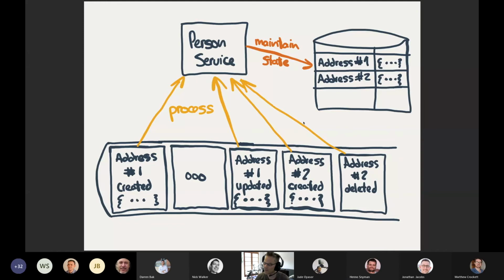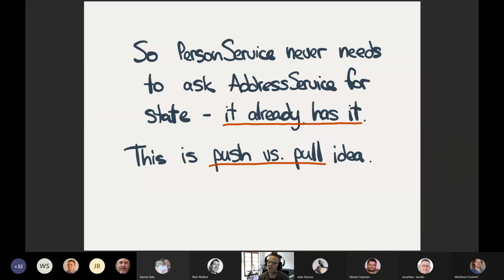I think so. Yeah. So that's how the person service would fetch addresses from the address service: by processing all the events of the state changes that the address service makes, and therefore have all the state already. So the person service never needs to go and ask the address service for state. He already has it. It just exists.